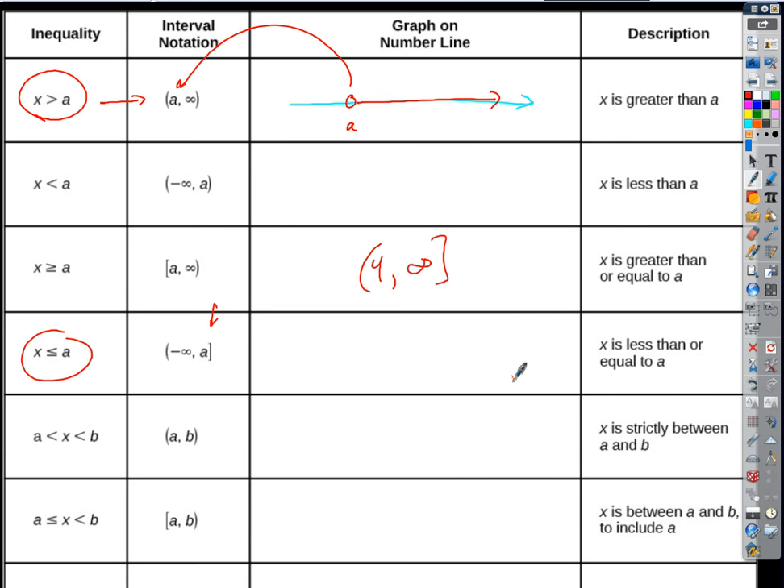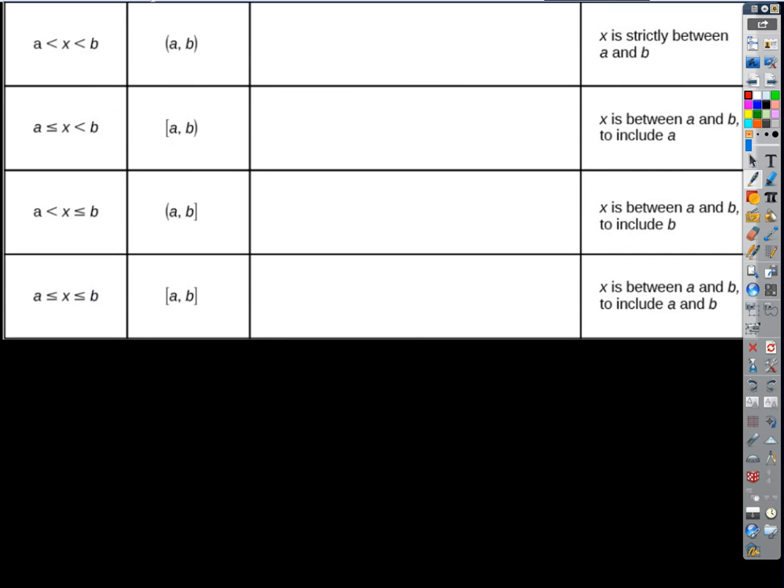What? Yeah, it means it includes it, right? Can you include infinity? No, it's not a number, right? You can't ever get there, so it would make no sense to put a bracket on the end, right? Wouldn't make any sense.